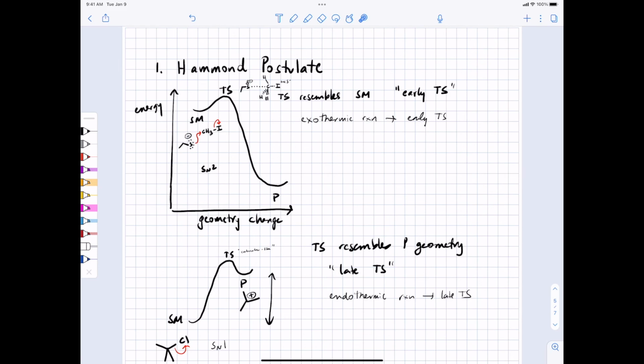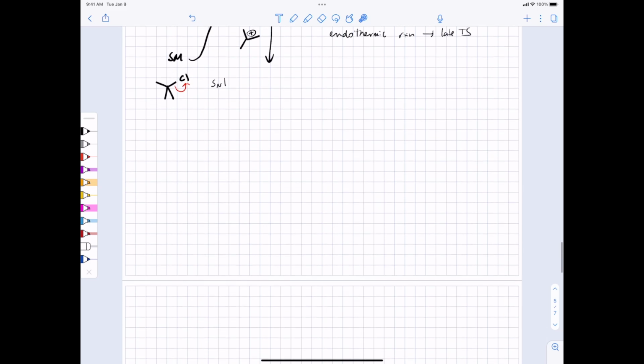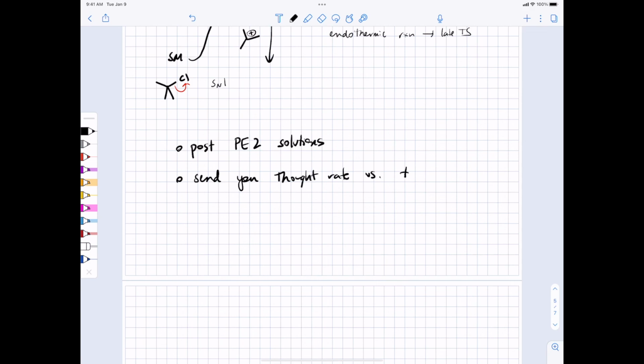All right, so what am I supposed to do for my assignments? I'm supposed to post Practice Exam 2 solutions, and I'm also supposed to send you the rate versus temperature paper to see what the activation energy is.